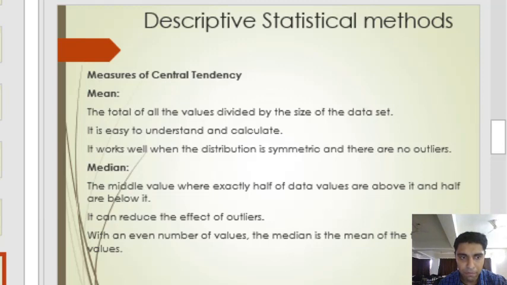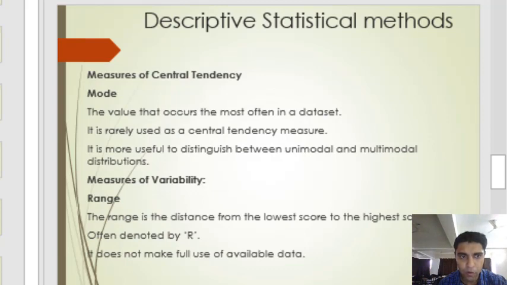Second is median. Median means middle value. We have to calculate the middle value of the data set, where exactly half of the data values are above it and half are below it. It can reduce the effect of outliers. With an even number of values, the median is the mean of the two middle values.